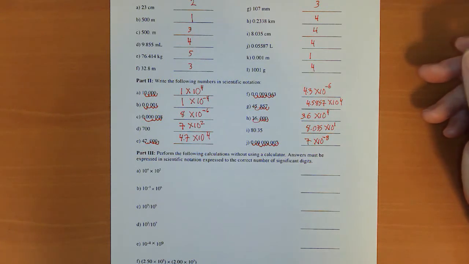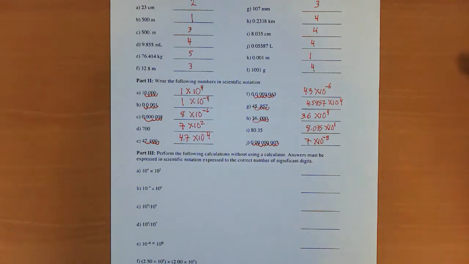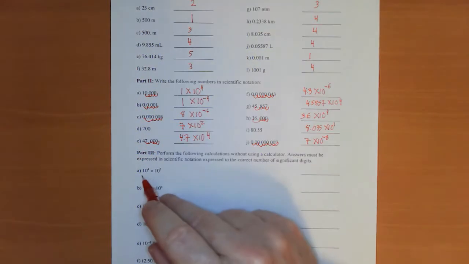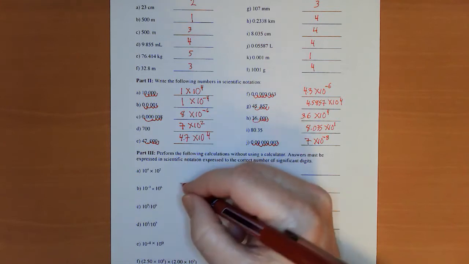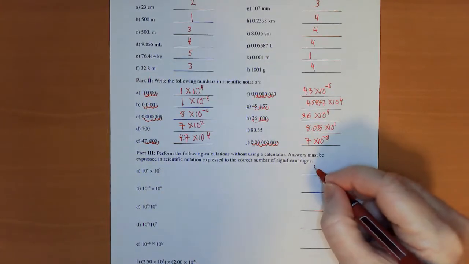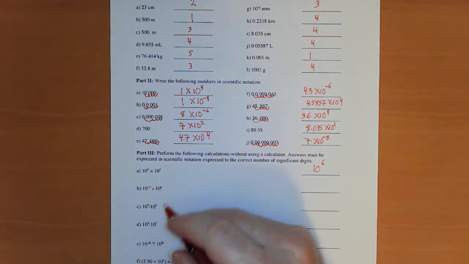Okay, so now on to part 3. We're going to be doing some stuff. We can do it with a calculator, without a calculator. I'm going to show you how to do it without the calculator, just so that you know what's going on here. 10 to the fourth times 10 to the second. Multiplying exponents, we add them. That gives us 10 to the sixth. 4 plus 2 is 6.